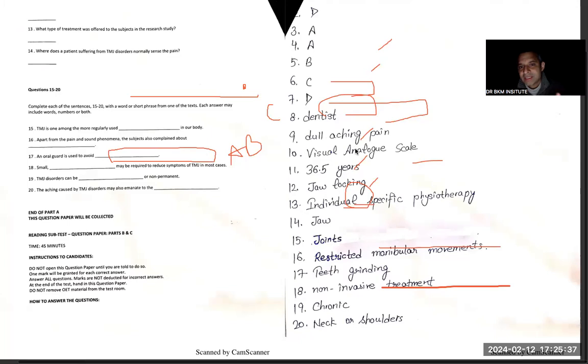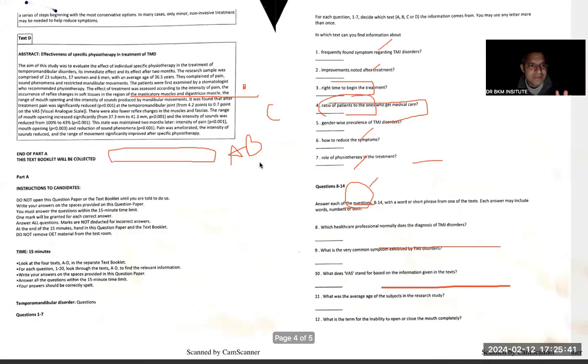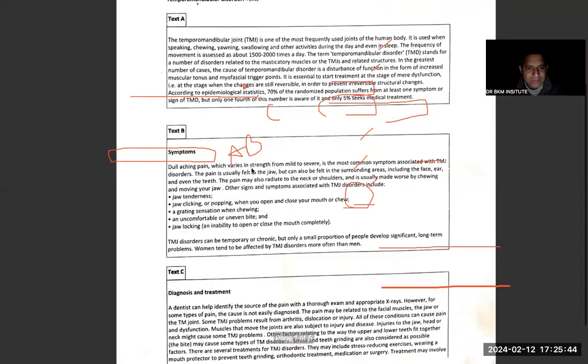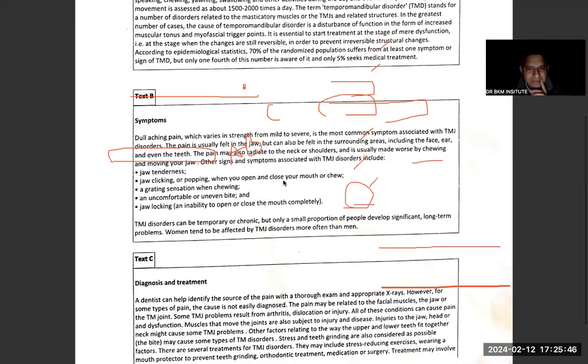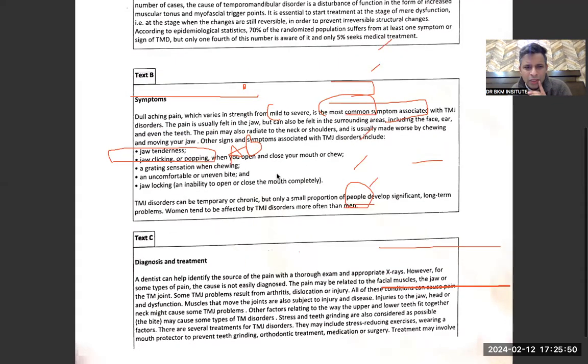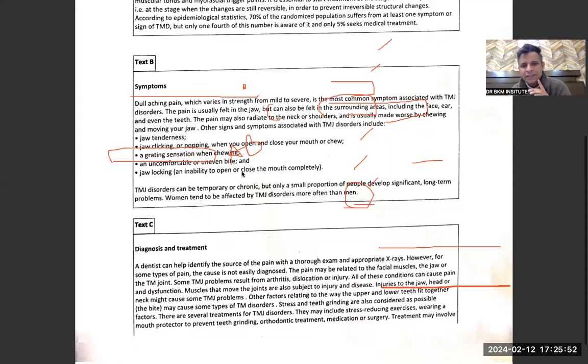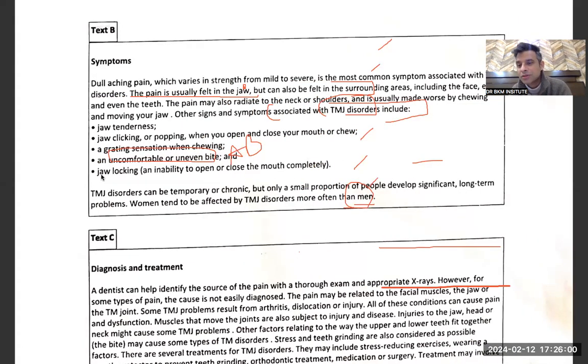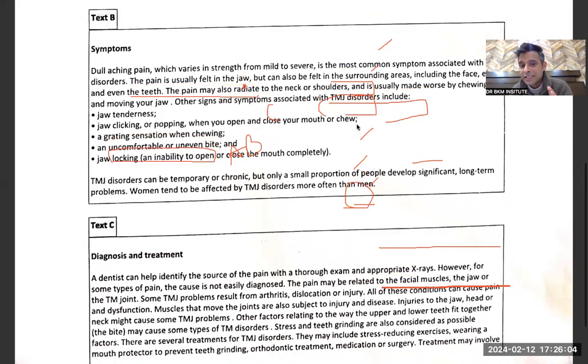Dentist, dental aching pain, this. And it was given jaw locking or what? Oh, this answer is given when you open the... No, this was not the answer. Jaw locking, otherwise I was thinking anyhow. This was inability to open mouth. Sorry, I went on to the wrong option. So jaw locking. My one answer is wrong just because of my carelessness. Open and close the mouth, jaw locking. That is how you do it, and then you will save time.